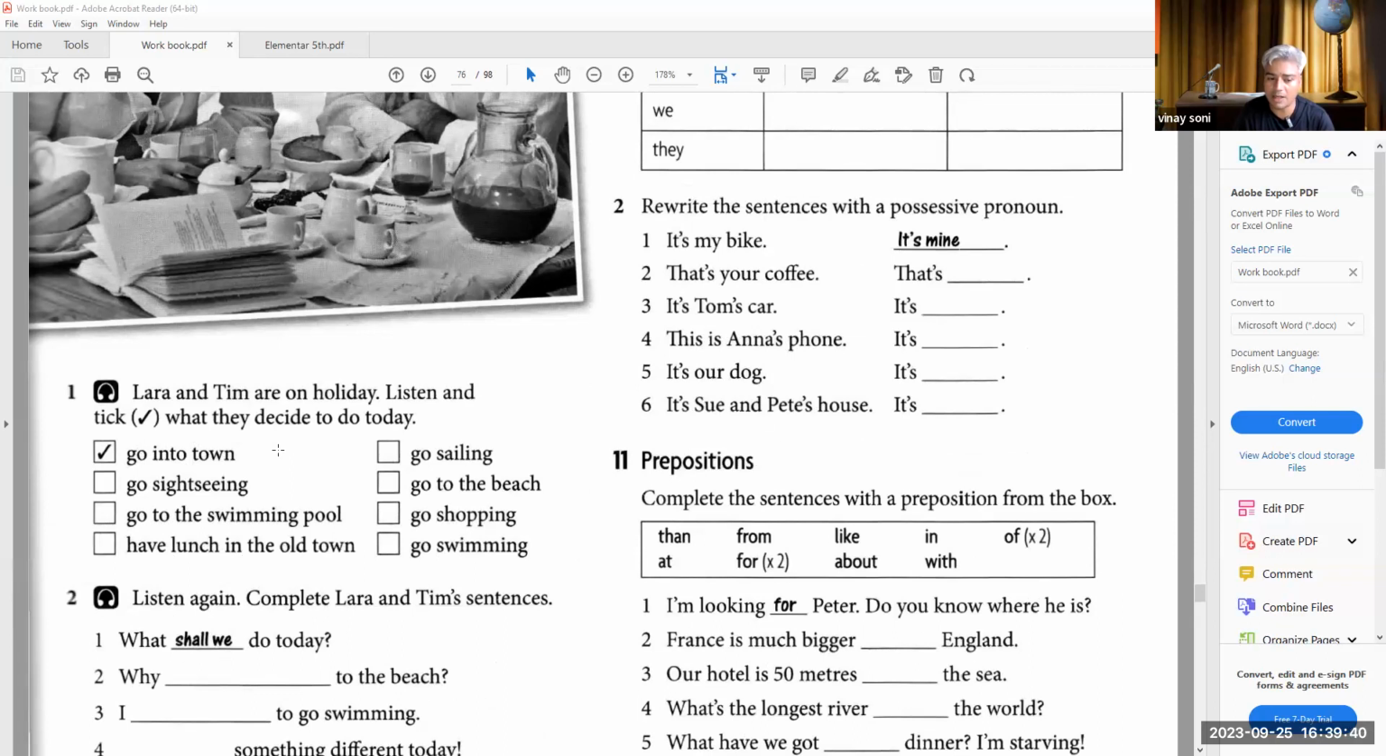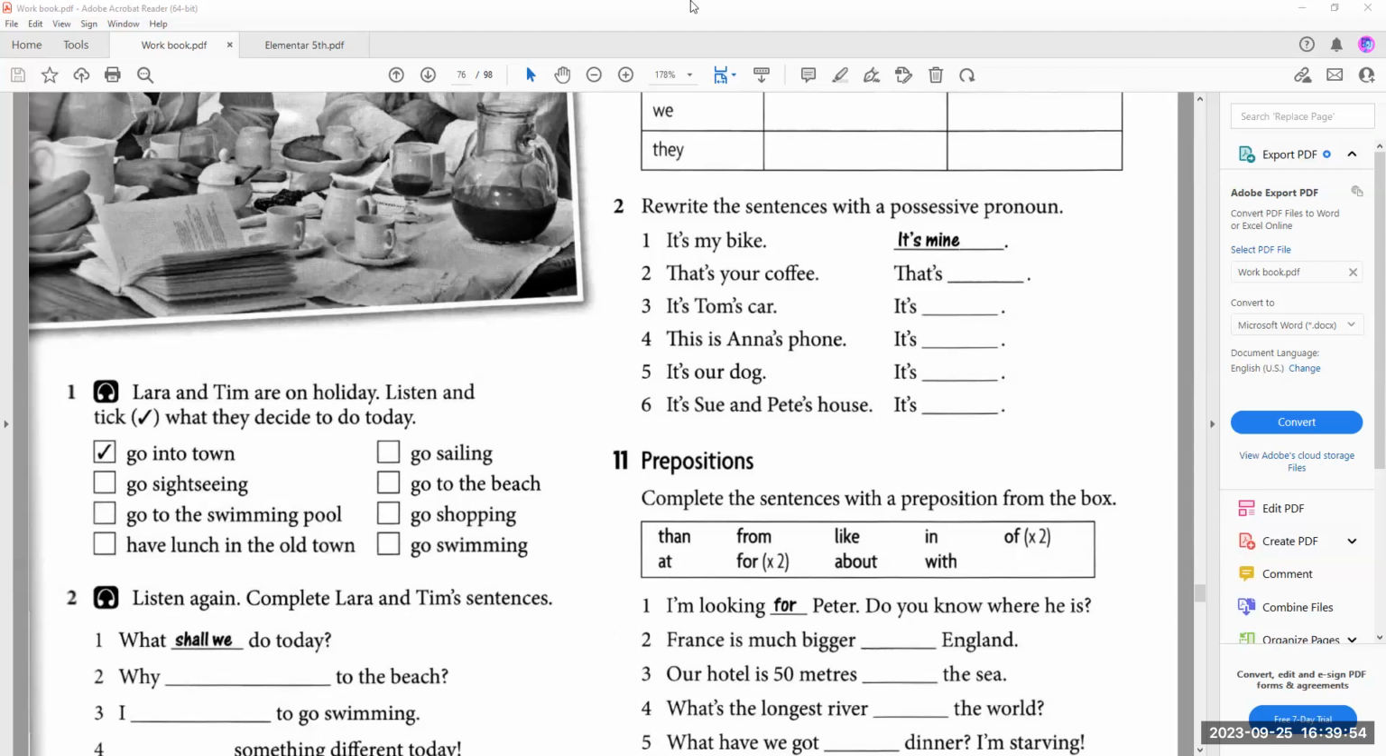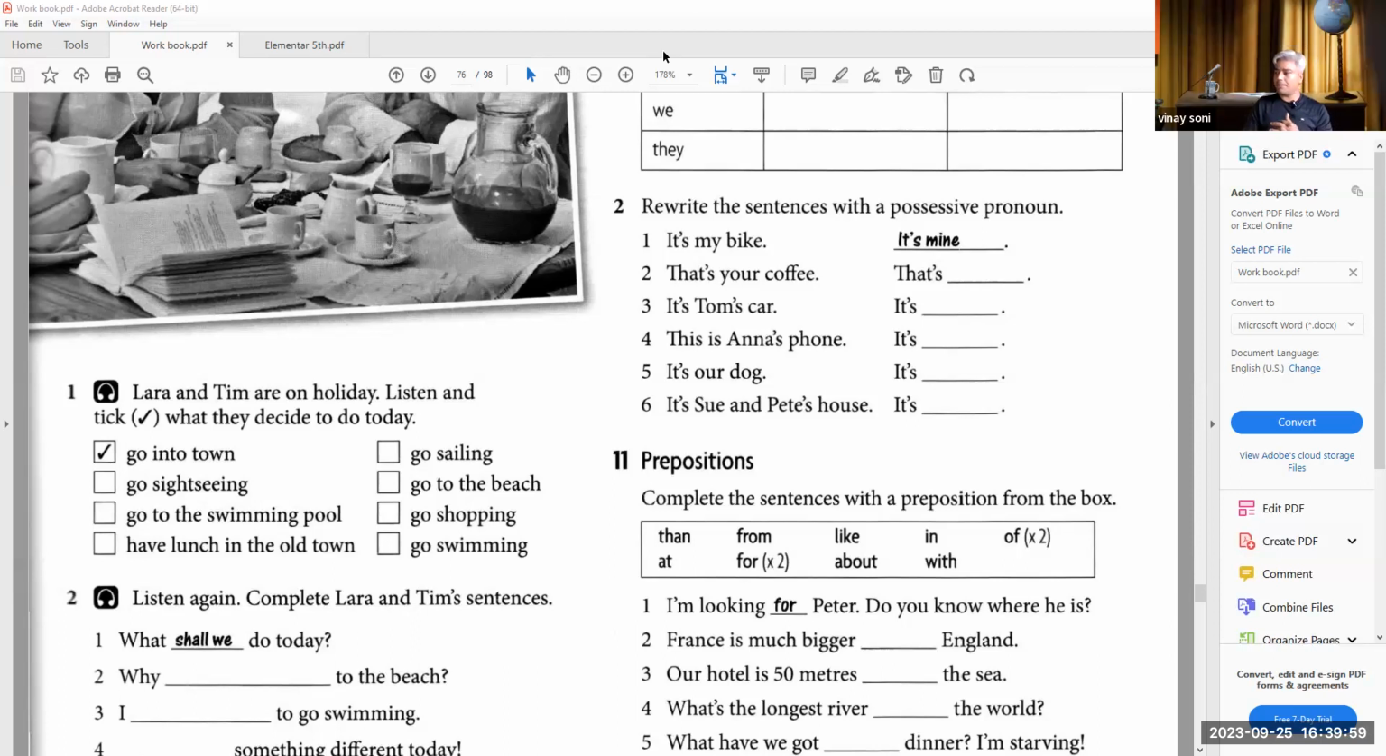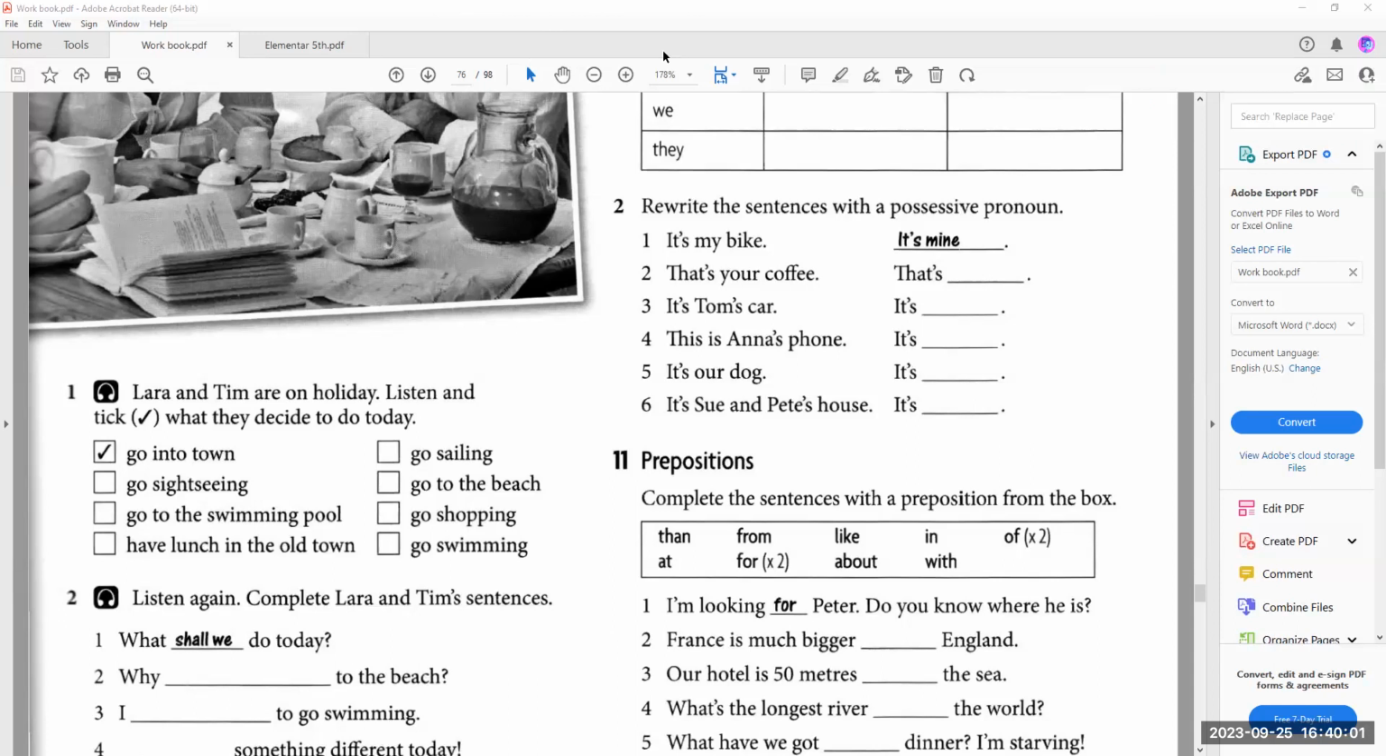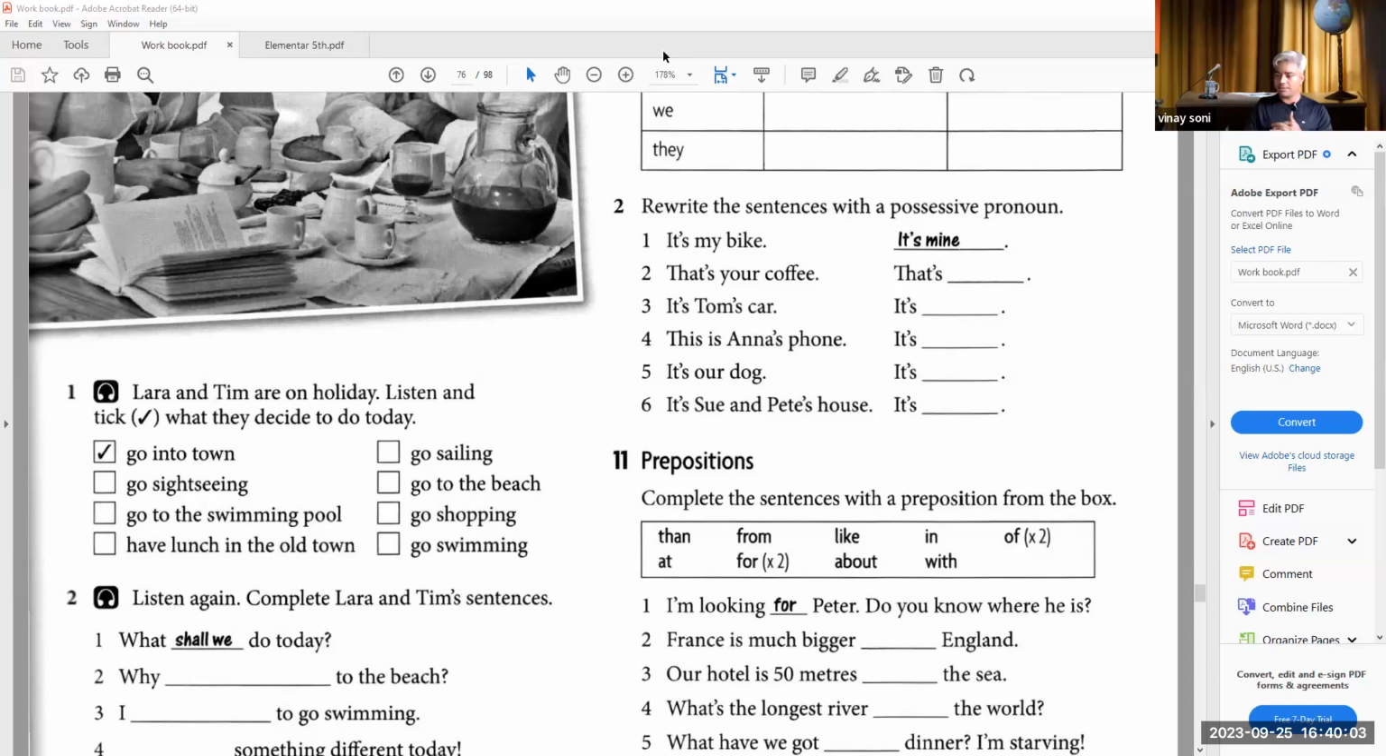And do they decide to have lunch in the old town? Okay. How about go sailing? Do they decide to go sailing as well? How about going to the beach? Do they decide to go to the beach? Yes. Okay. And what about going shopping? Do they decide to go shopping? Yes, they do. And to go swimming? So you can say this way: they decide to go into town and go to the swimming pool.